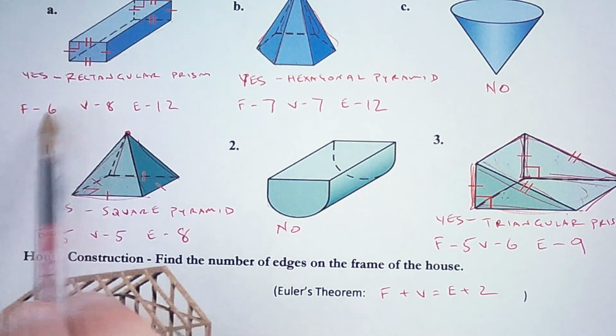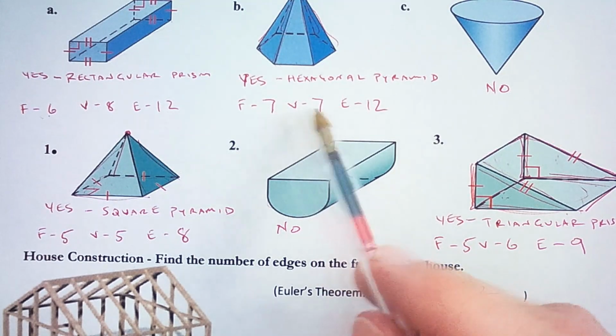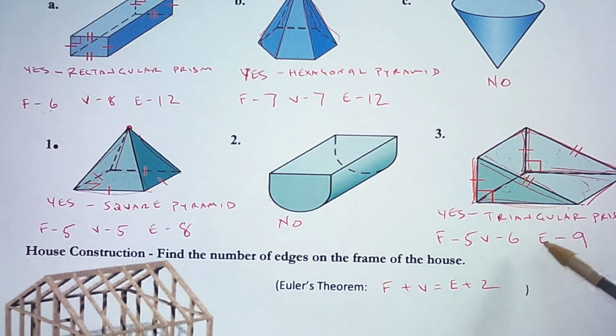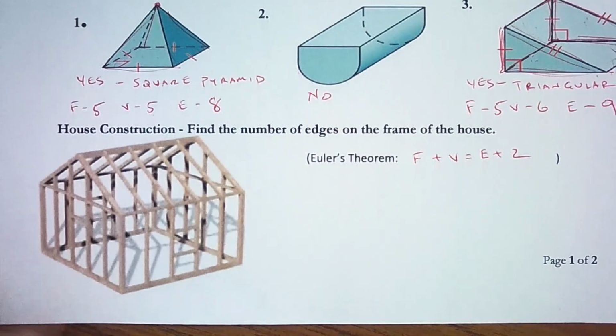Faces plus vertices, 8 plus 6 is 14. That's 2 more than 12. 7 plus 7 is 14. That's 2 more than 12. 5 plus 5 is 10. That's 2 more than 8. And 5 plus 6 is... 15? No, that's not 15. 5 plus 6 is 11. I added the 6 and the 9, I think, in my head there. 5 plus 6 is 11, and that is 2 more than 9. So it's always true that the number of faces plus vertices is 2 more than the edges.